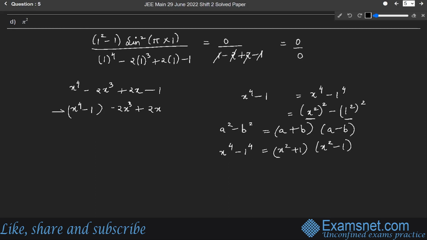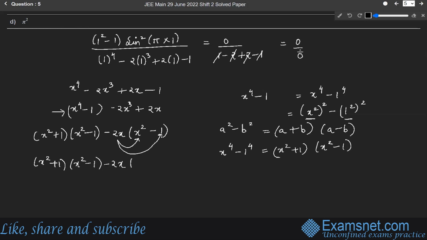So in place of x to the power 4 minus 1, we can write (x square plus 1)(x square minus 1). Then the next terms are minus 2x cube plus 2x. Here minus 2x is common. So when we take minus 2x common, what are the remaining terms? It will be x square and minus 1, right? Because when we multiply minus 2x into x square, it is minus 2x cube, and minus 2x into minus 1 is plus 2x, right? So we have (x square plus 1)(x square minus 1) minus 2x(x square minus 1).